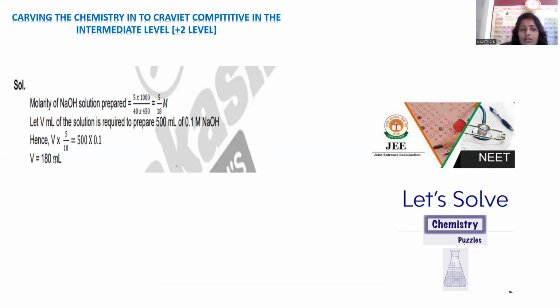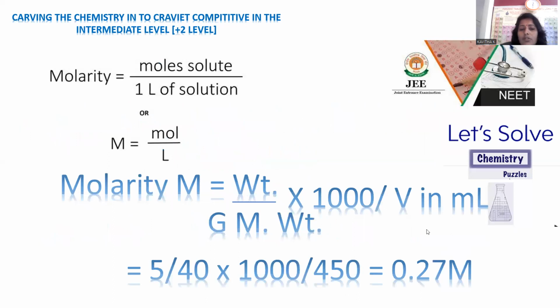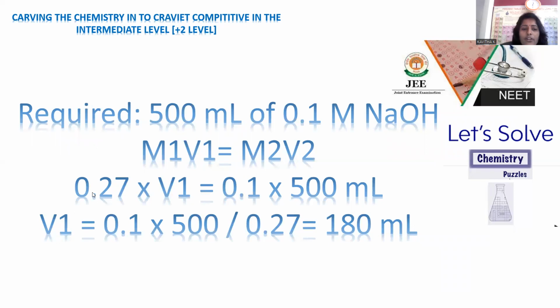Let's go with step number 2. What volume V ml of solution is required to prepare 500 ml of 0.1 molar NaOH? So here is the formula we have. 500 ml of 0.1 molar solution needs to be prepared. In order to get this solution, the formula is M1V1 is equal to M2V2. M1 means the molarity of the sodium hydroxide solution we prepared, that is 0.27. 0.27 is the M1, and V1, the volume to be taken, is required to be calculated.